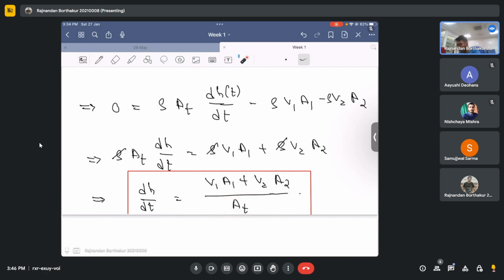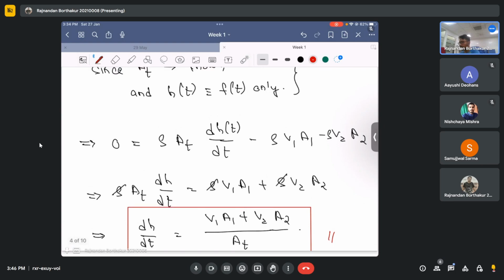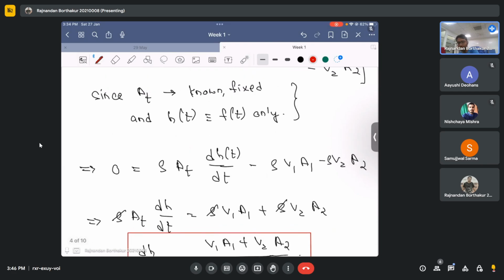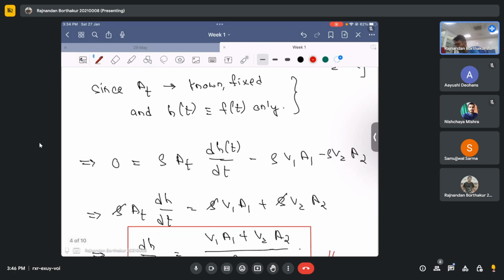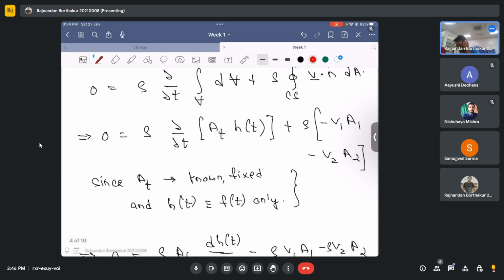So this means if all these quantities are known, simply by applying RTT, you can find out in a tank how the water height changes with time. So this is the objective of the first exercise. I hope this is clear to you. I'll wait here for some time. If you have any question or suggestion on this problem, you can feel free to bring it forward.